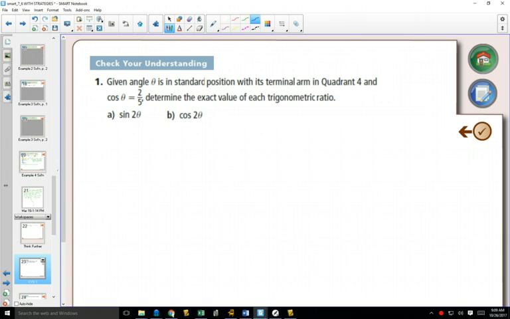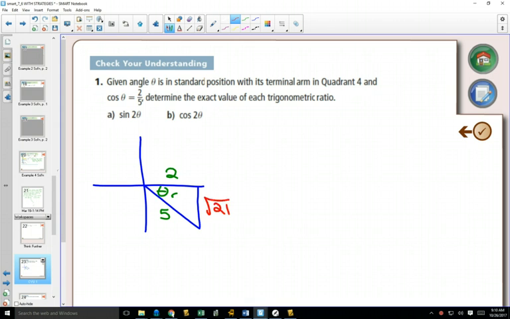Now if I draw the triangle, here are my 4 quadrants. I know that it's in quadrant 4, so I can draw the triangle back to the nearest x-axis. This would be my reference angle for theta, and cos of theta is 2/5. So this side will be 2, this side will be 5. How good are your a squared plus b squared equals c squared skills? Good. This will be the square root of 21. Excellent.